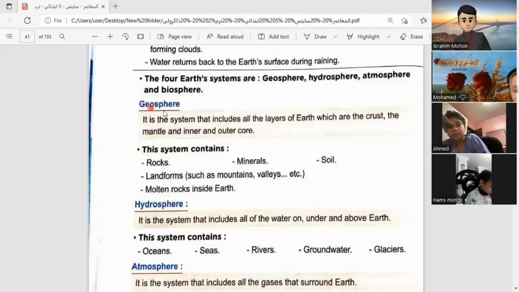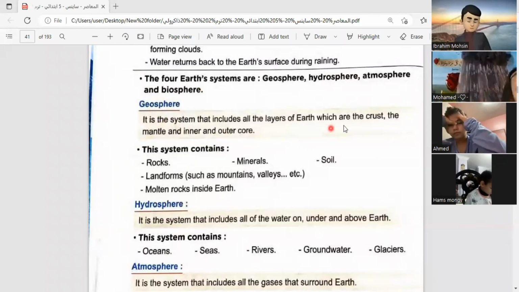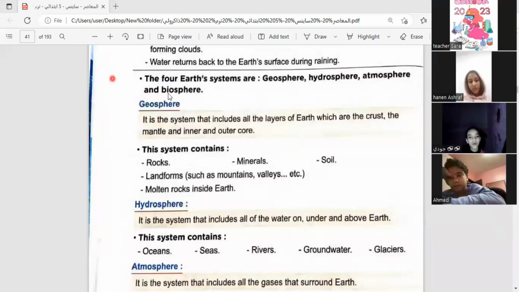The first one, geosphere. Geosphere is a system that includes all the layers of Earth, which are the crust, the mantle, and the inner and outer core. This system contains rocks, minerals like iron and copper, and soil, landforms like mountains and valleys, and so on, and molten rocks inside Earth.